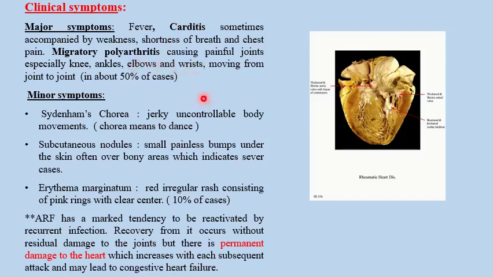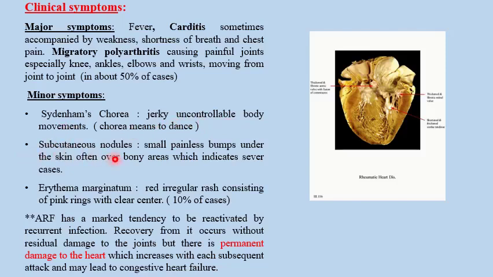These are the major symptoms. What about the minor symptoms? We have 3 minor symptoms. Number 1, Sydenham's chorea. The word chorea means to dance. So what happens to the patient is jerky uncontrollable body movements. We find the patient starts to make involuntary strange movements. He moves his hands suddenly, his head, or his legs. So he has jerky uncontrollable body movements.